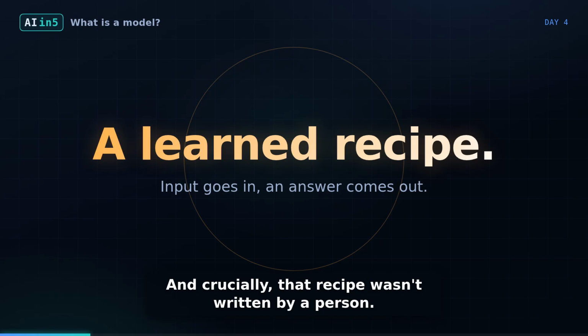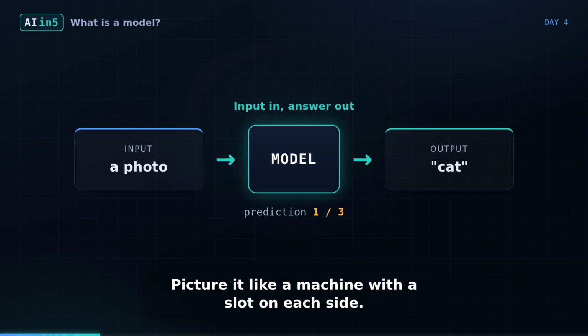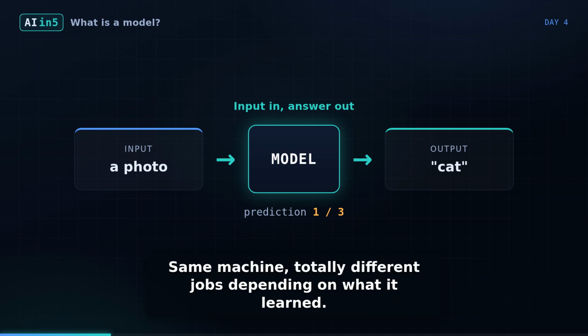And crucially, that recipe wasn't written by a person. It was learned from data, exactly like we saw yesterday. Picture it like a machine with a slot on each side. You drop an input in the left, and an answer pops out the right. Same machine, totally different jobs depending on what it learned.